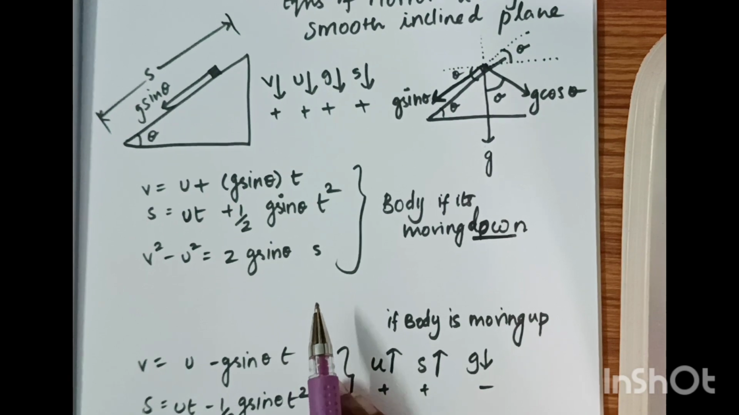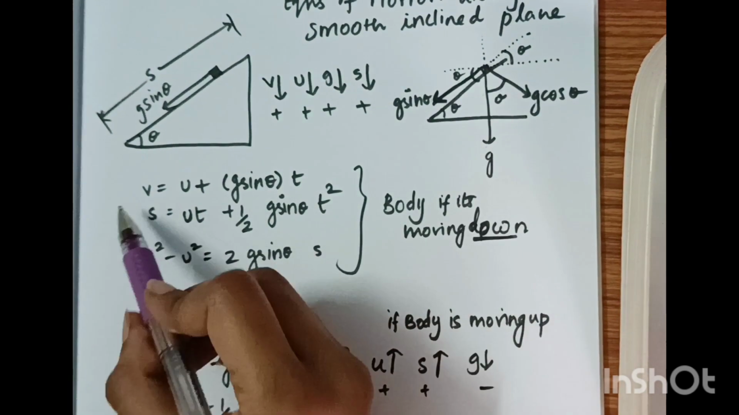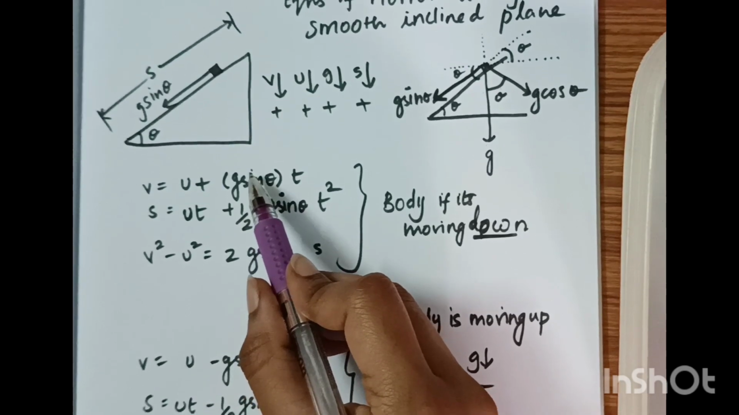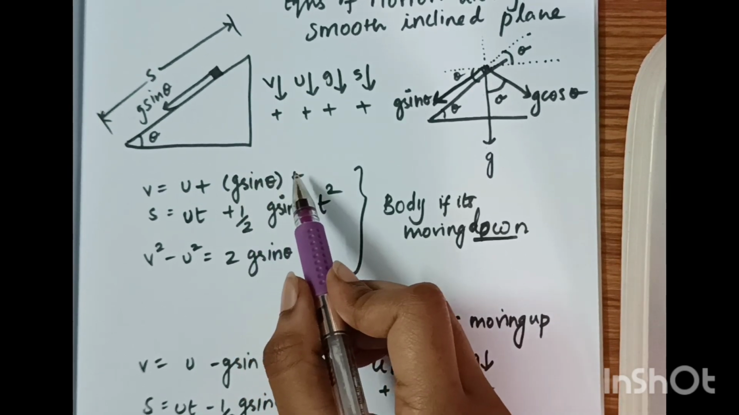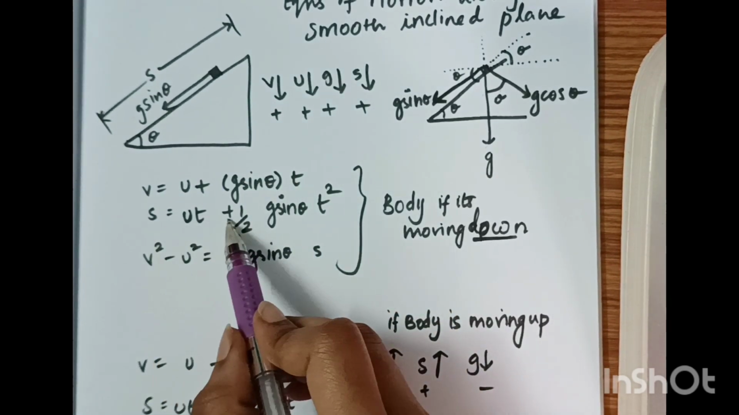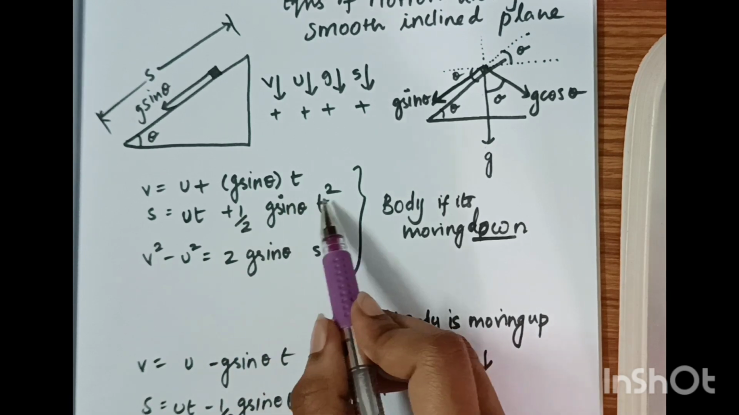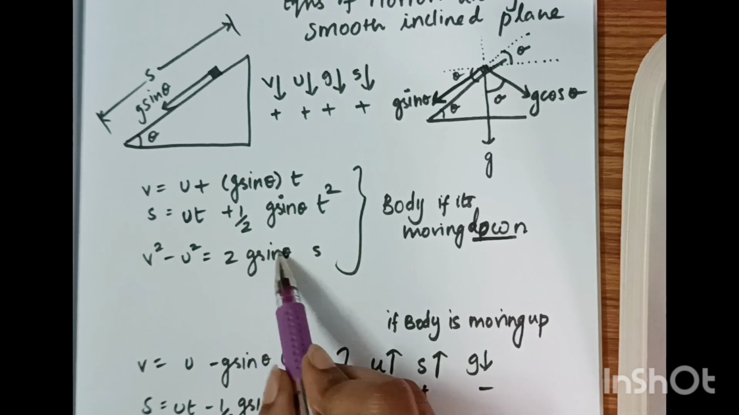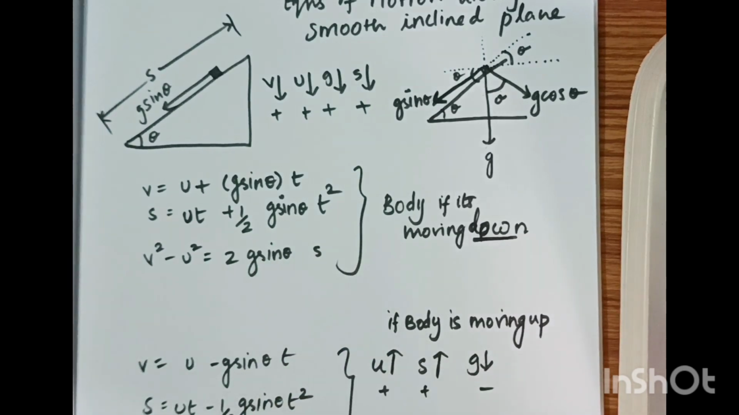Now let us see the equations of motion. v equals u plus, instead of g we write g sin theta, into t. s is equal to ut plus half g sin theta into t square. v square minus u square is equal to 2 g sin theta into s. So this is the case when the body is moving downwards.